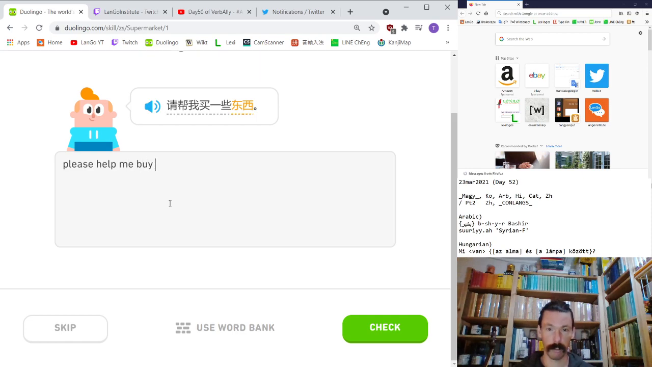Buy a few things. Now in English it's got to be "me." We can't say "please help I buy a few things." There's no such distinction in Chinese grammar. However, it's the same word 我 here. Please help me buy a few things.